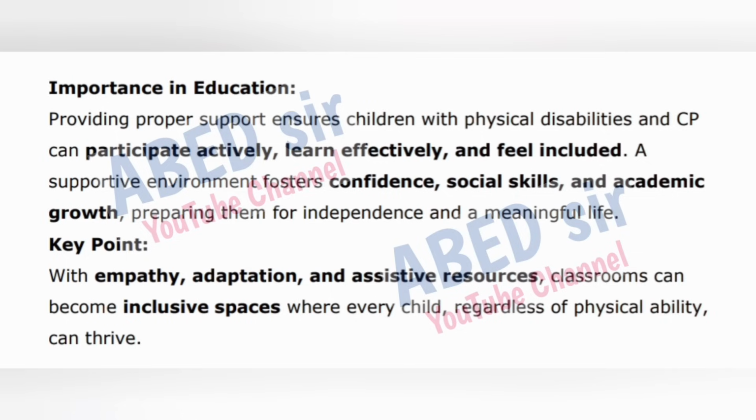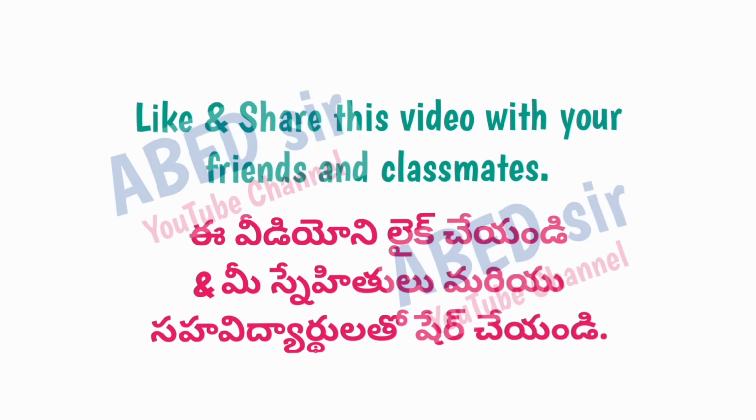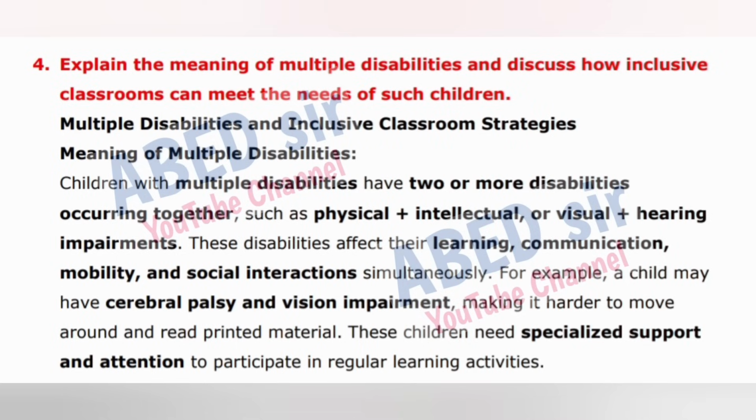Key point. With empathy, adaptation, and assistive resources, classrooms can become inclusive spaces where every child, regardless of physical ability, can thrive. Next important long question is: 4. Explain the meaning of multiple disabilities and discuss how inclusive classrooms can meet the needs of such children. Multiple disabilities and inclusive classroom strategies.